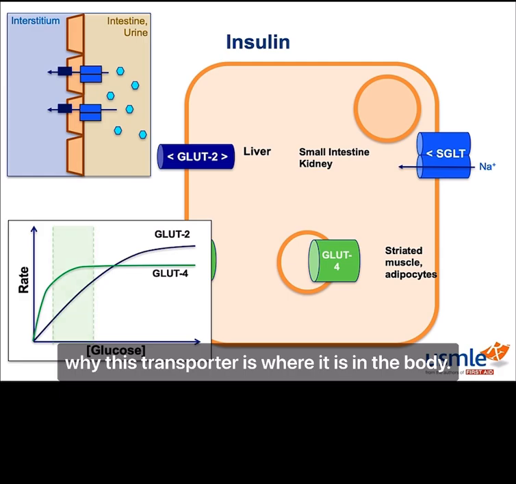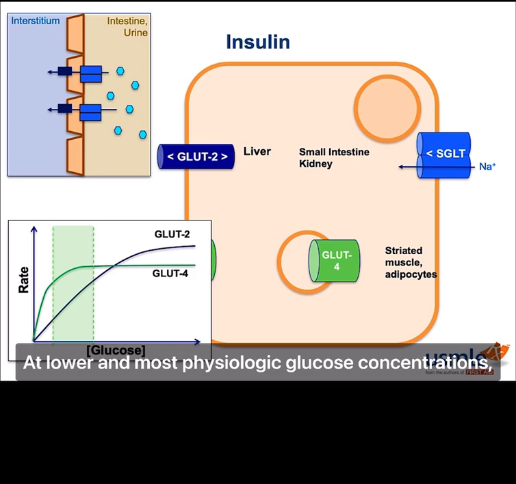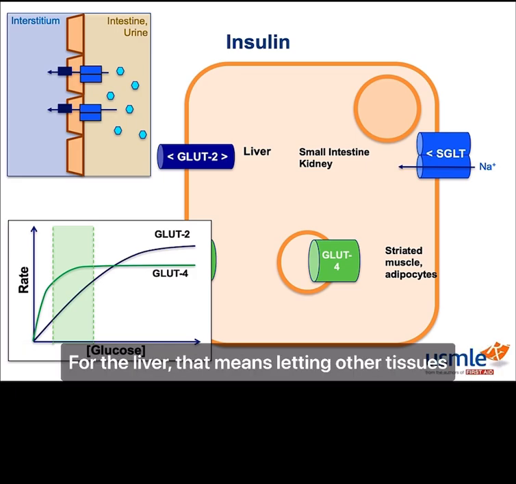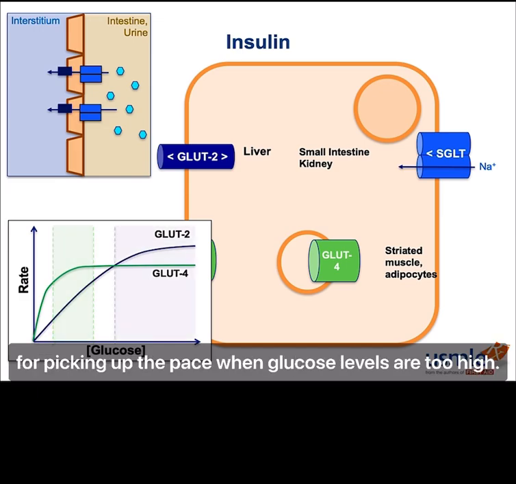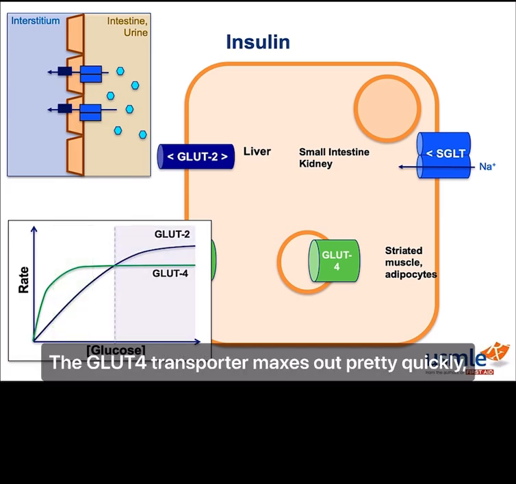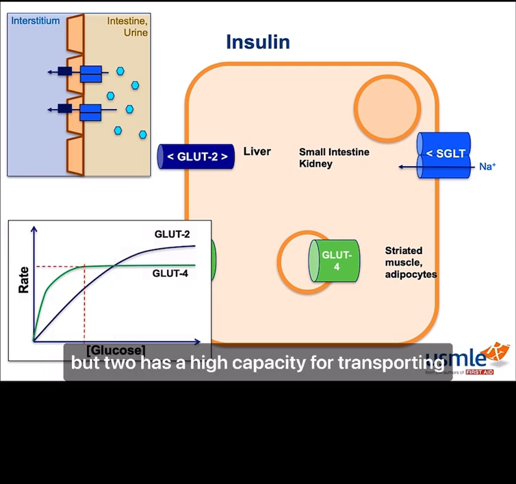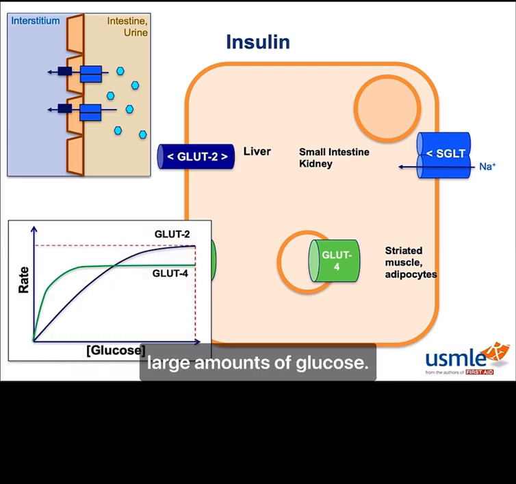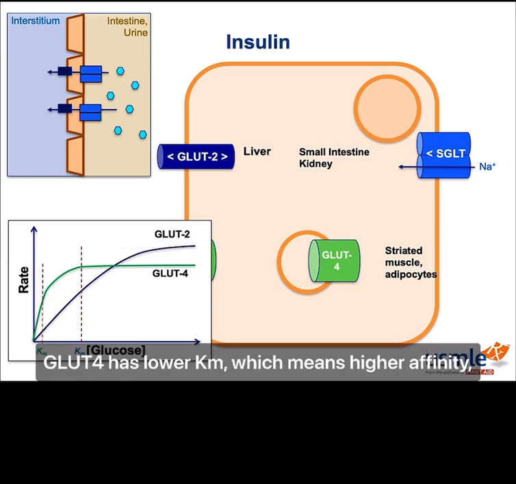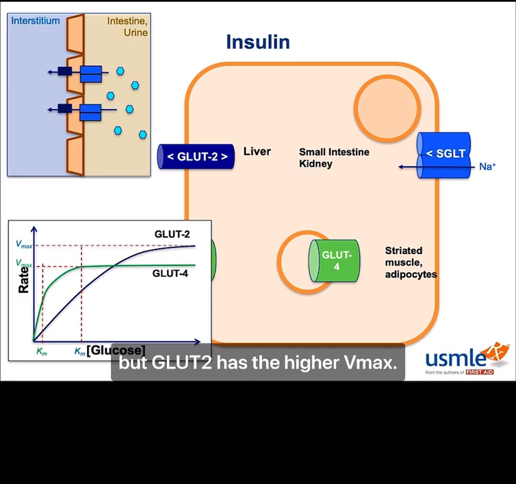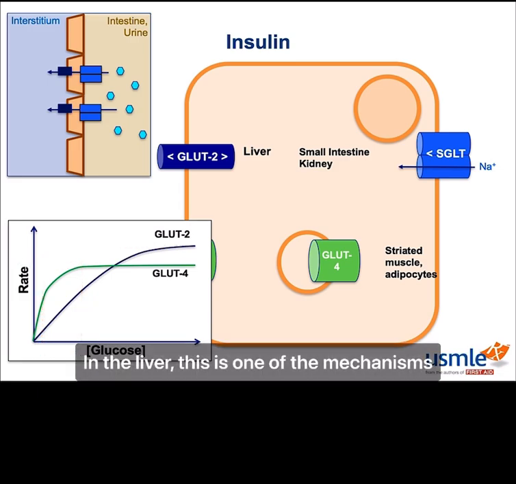The reason I'm presenting it is, I really think it helps you understand why this transporter is where it is in the body. At lower and most physiologic glucose concentrations, GLUT2 transports glucose slowly compared to GLUT4. For the liver, that means letting other tissues have first dibs when supplies are low. But it also has an insulin-independent mechanism for picking up the pace when glucose levels are too high. The GLUT4 transporter maxes out pretty quickly, but 2 has a high capacity for transporting large amounts of glucose. To use the terms you learned in pharmacology, GLUT4 has the lower Km, which means higher affinity, but GLUT2 has the higher Vmax.